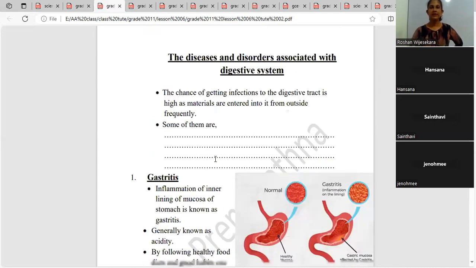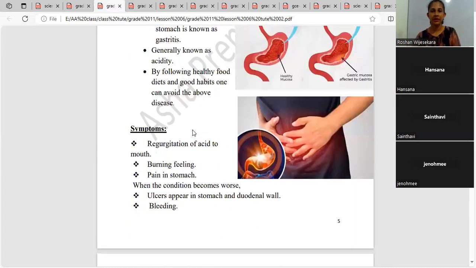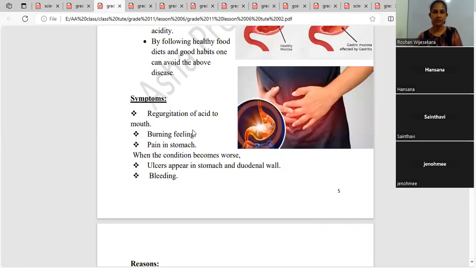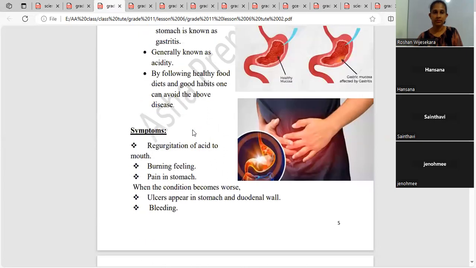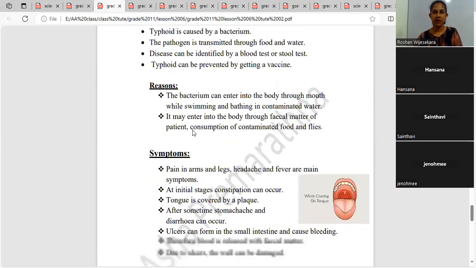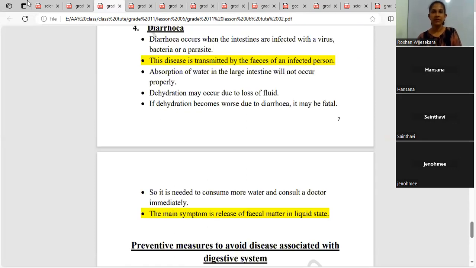And finally, diseases associated with the digestive system. This is also asked in one year. Inflammation of the inner lining of the mucosa of the stomach. What is that disease? That is the question. The disease is gastritis. Okay. Then constipation, typhoid, diarrhea. Those are the other diseases we discuss.